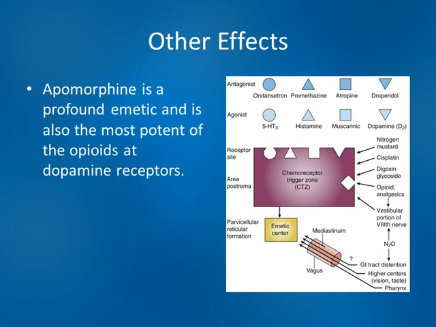Now, if you really want to make someone hurl, give them apomorphine. Now, you're not going to get any pain relief from it, right? But because it is such a dopaminergic agonist, this opioid will activate dopamine receptors, and by doing that, you will see nausea and vomiting.